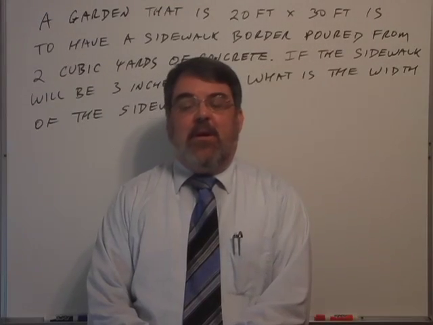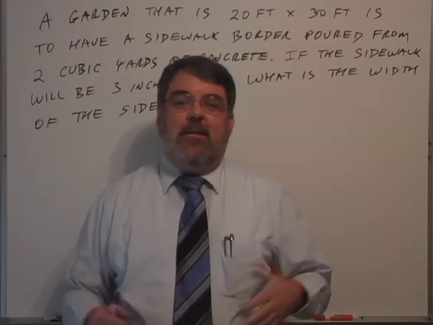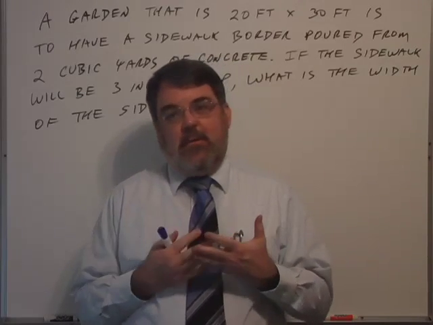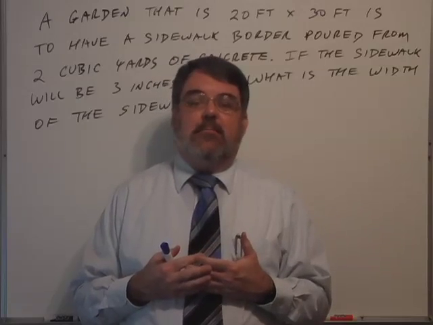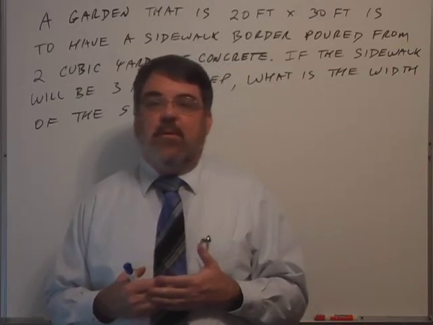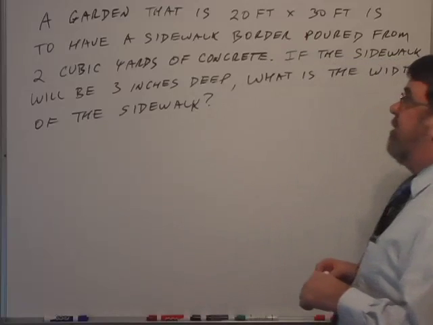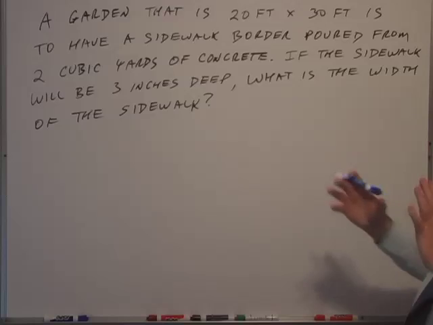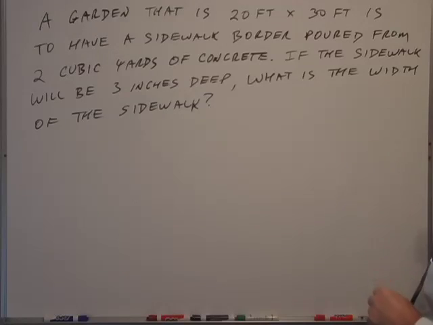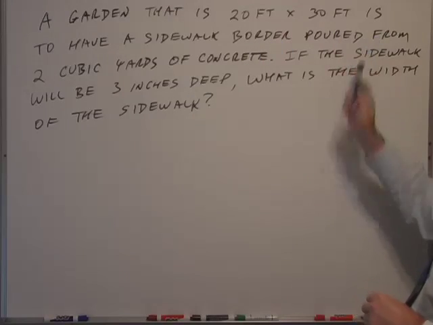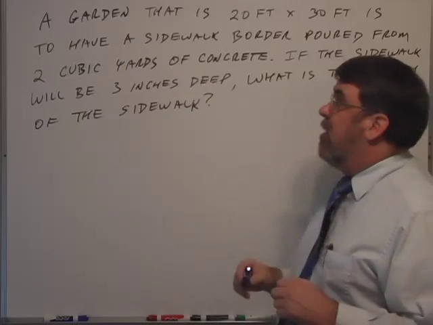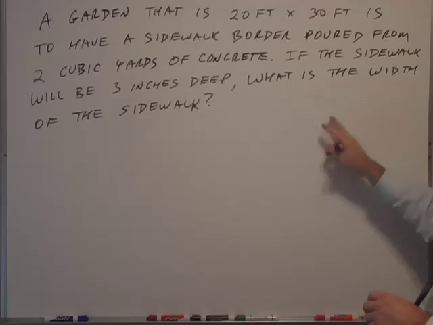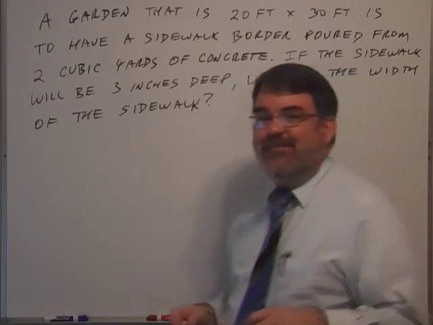Here's another quadratic application, and I like this one because it really does force you to think about units and dimensions and things of that nature. So here we go. A garden that is 20 feet by 30 feet, and that's a rectangle garden, is to have a sidewalk border poured from 2 cubic yards of concrete. If the sidewalk will be 3 inches deep, what is the width of the sidewalk?